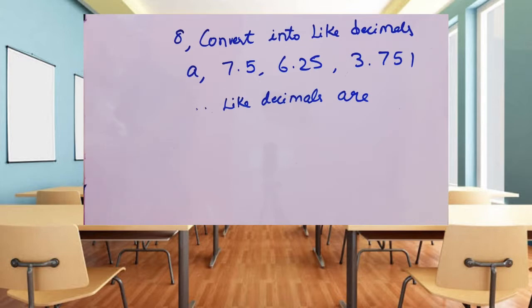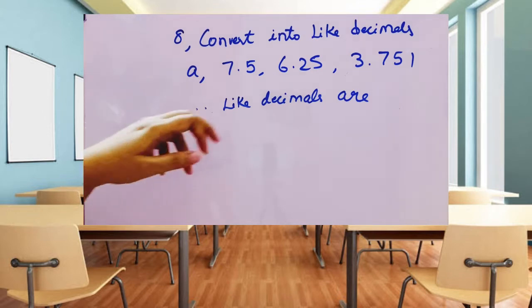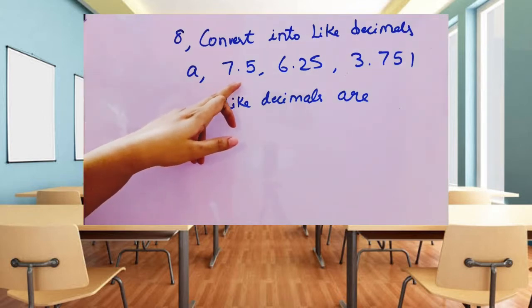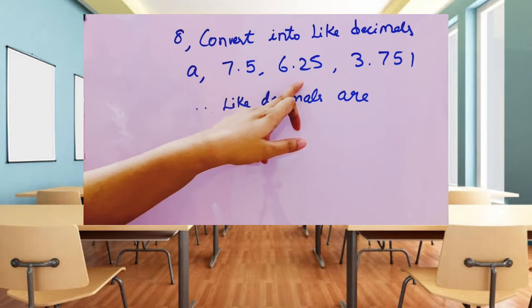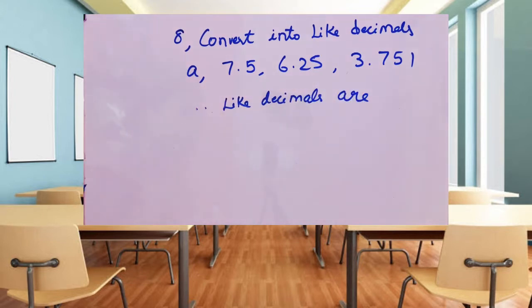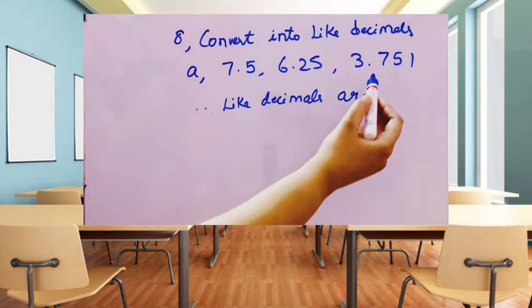This is the 8th sum from recap exercise of decimal chapter. Okay, so how do we convert these numbers into like decimals? Here we can see that the question is 7.5, 6.25, 3.751. In the like decimal, we need to have the same number of digits after the decimal point. Here the highest number of digits after the decimal point is 3.